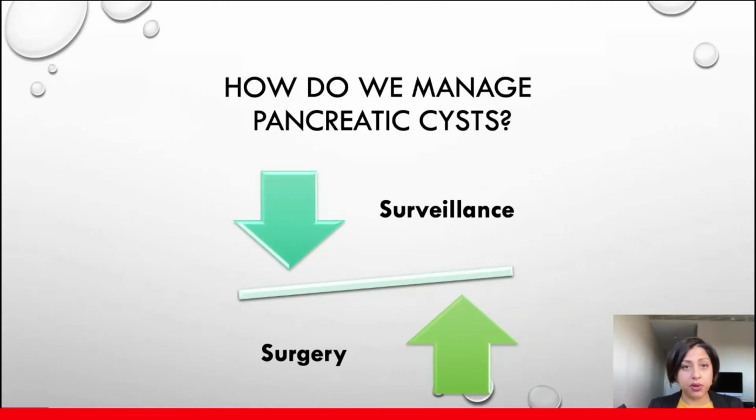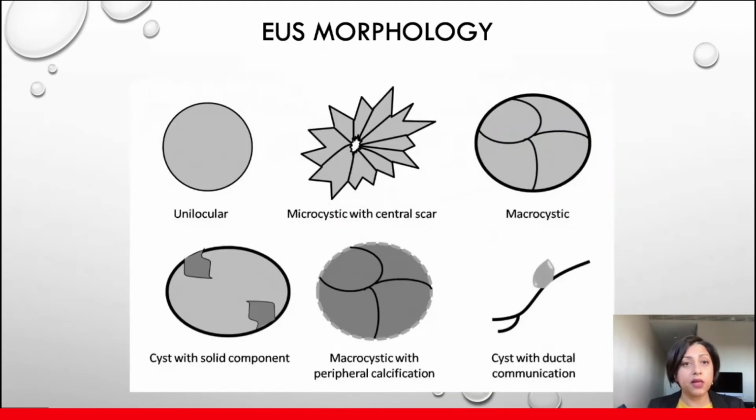So once we come across a patient with a pancreatic cyst, how do we manage this problem? In general, it is a balance between surveying the cyst and sending the patient to surgery. Now, as you saw in the previous slide, not all cysts are malignant. In fact, the majority of them are not malignant. So we have to carefully select which patient needs to be sent off for surgery because pancreatic surgery obviously is quite significant and associated with significant morbidity and even mortality.